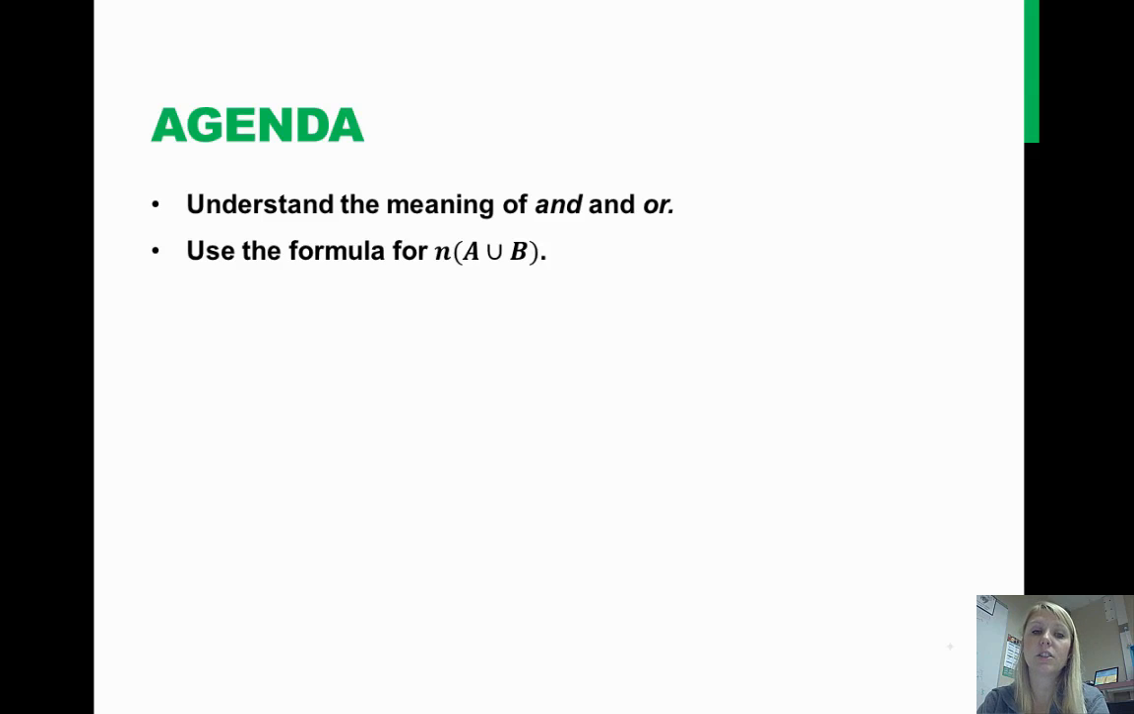Today the agenda is looking at the meaning of and or from English to math, and to use the formula to find the cardinality of A union B.